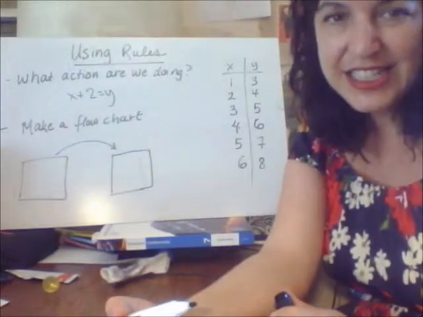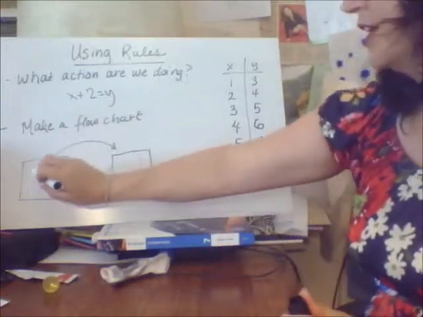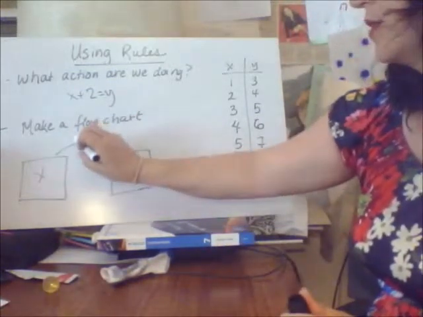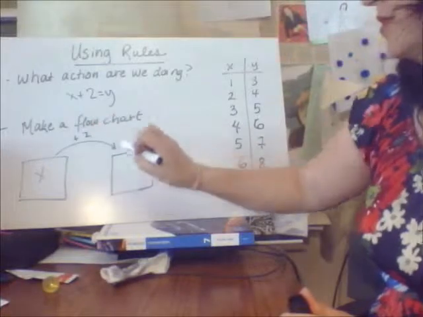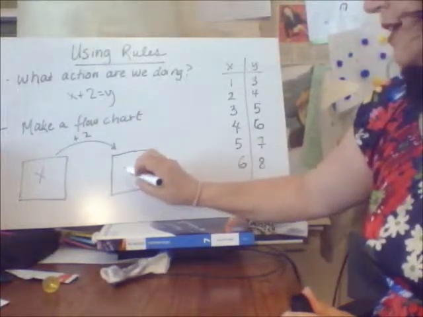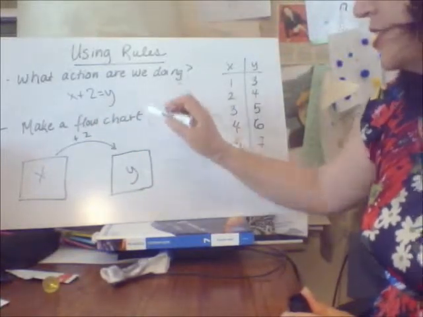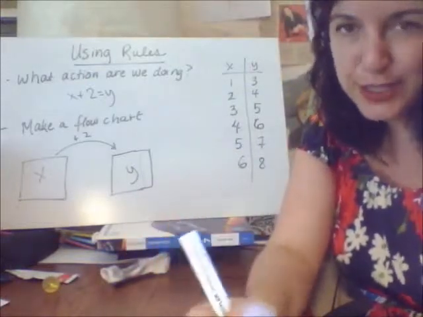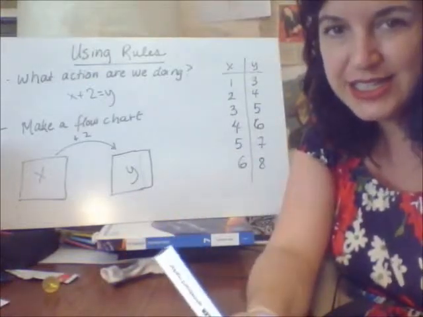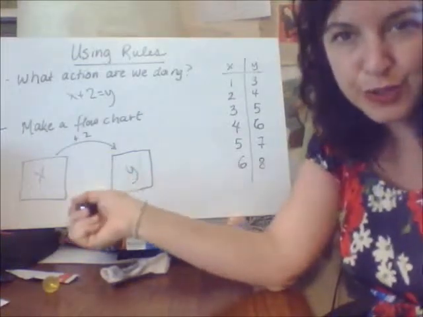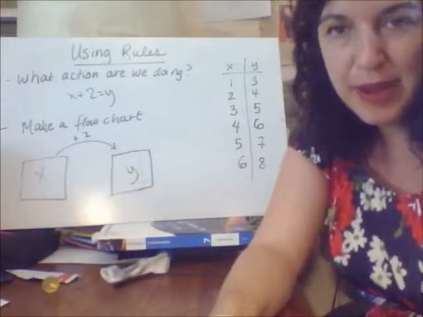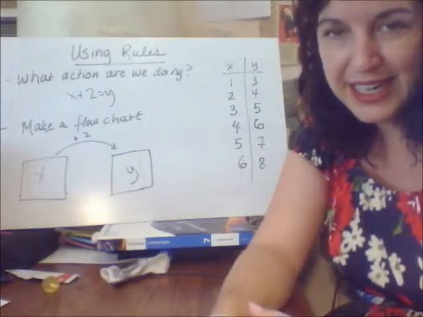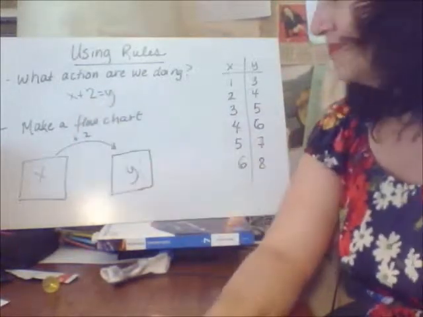Okay, so what are we going to do in our flowchart? We've got x here, and what are we doing? We're adding 2 to get y. Okay, so it's just another way to write that same formula. And if you're a person who just needs to break it down into little steps, particularly if you're a visual learner, this flowchart might be very helpful for you in starting you to write the formula.